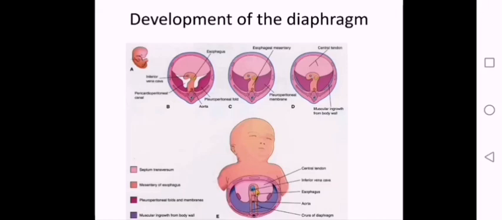Then, as we mentioned, these pleuroperitoneal membranes will fuse with the central tendon, which is derived from the primordium, the septum transversum. Firstly, the septum transversum lies in the cranial part of the embryo. Then it migrates distally because of the growth of the embryo.